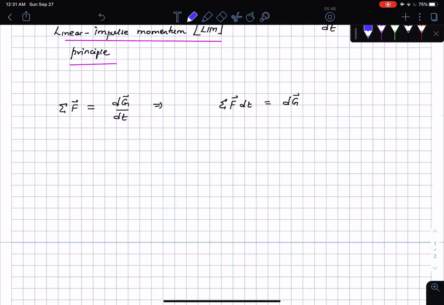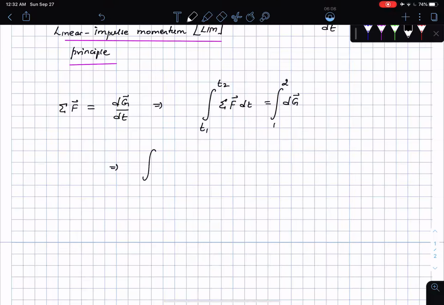So just by cross multiplication I get this, and then I start integrating it. I can integrate this between the limits of t1 and t2, from time 1 to time 2, with the linear momentum at time t1 and the linear momentum at time t2, and then I end up getting the following.